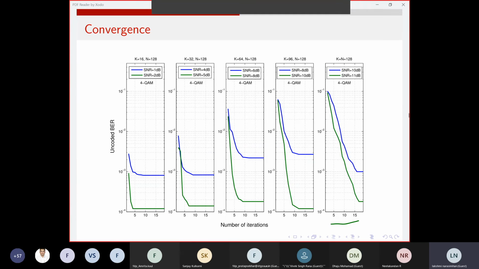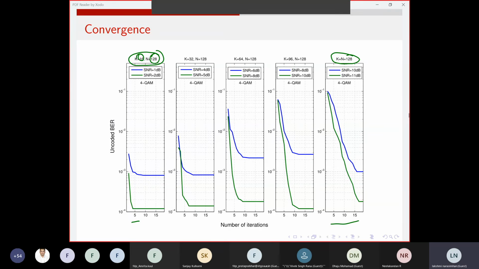Sometimes when the loading factor is very small, that is, the system is over-determined, there are only 16 unknowns but we have 128 observations, it converges within 5 iterations. Whereas if the loading factor is 1, that is fully loaded, 128 unknowns and 128 observations, it converges in roughly 16 to 17 iterations. So the convergence of this system is much faster compared to the earlier message passing algorithm.